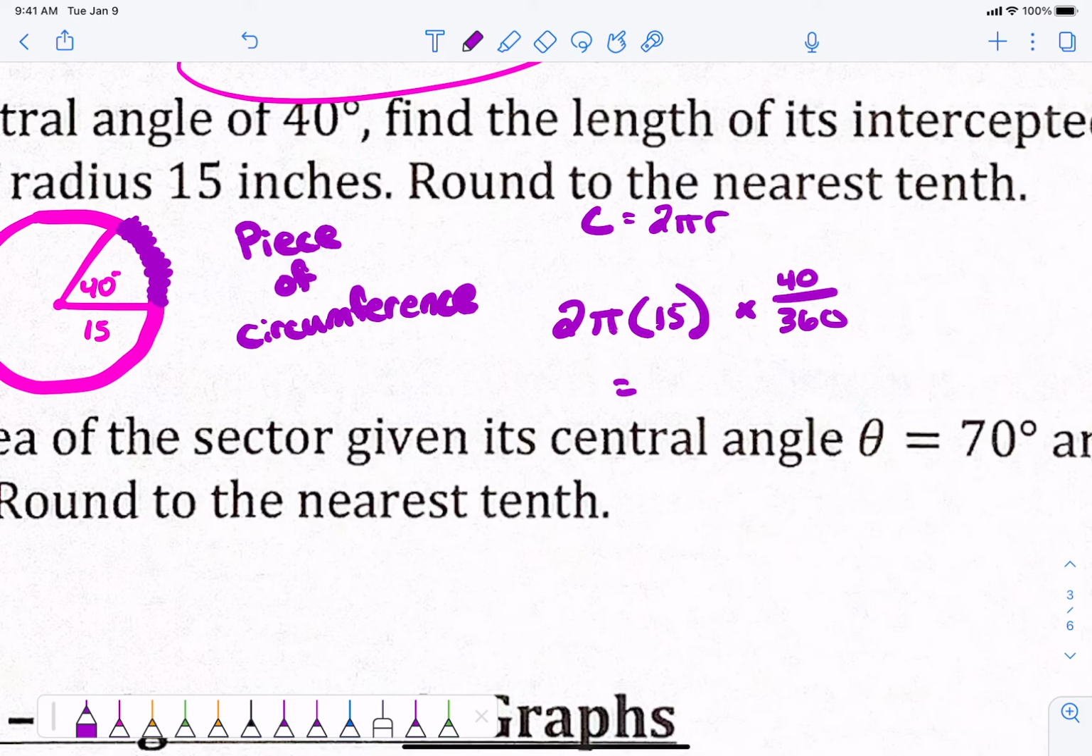What is it? 13 something? 12 something? 10 point what? 10.5 inches? Is it inches squared? No, we're just doing circumference.